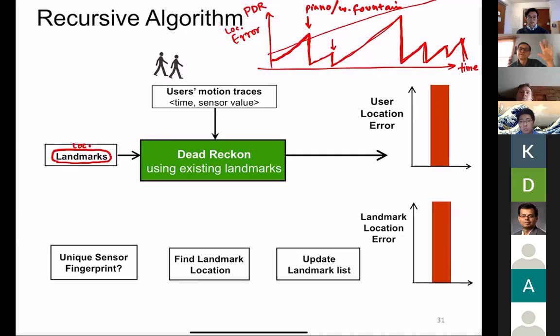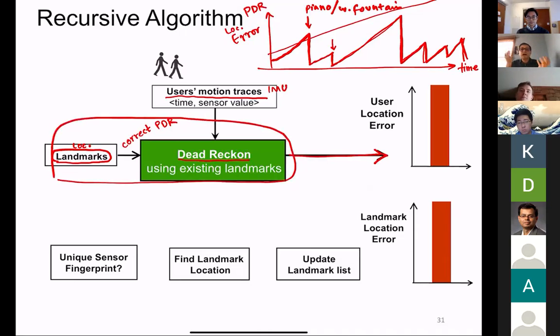If you pretend that is true, then it's not difficult, right? Because you take the user's motion traces, which is the IMU data, you do dead reckoning, and you use the landmarks to correct PDR, right? You will get the user's location error. I hope this part is clear, right? This is simple.